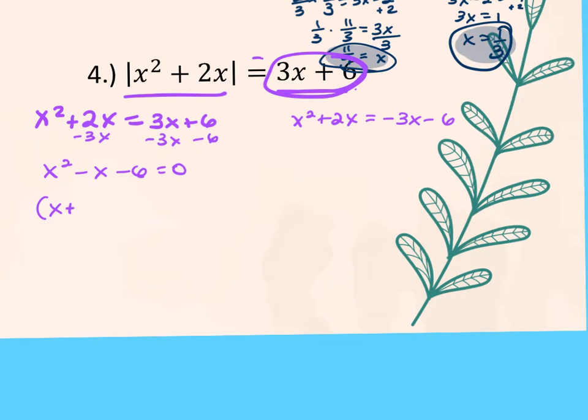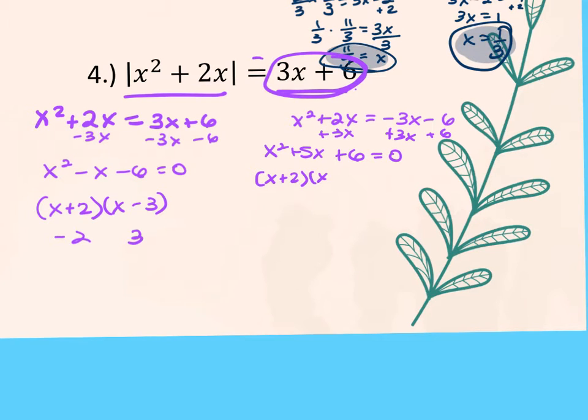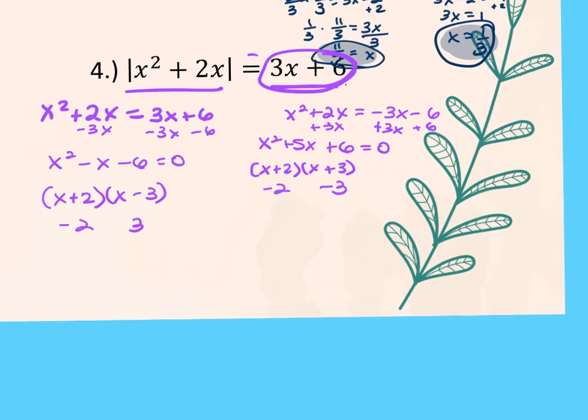X plus 2 and x minus 3, and I get negative 2 and positive 3. Move these over, add the 3x, add the 6: x squared plus 5x plus 6 equals 0. And I get x plus 2 and x plus 3. Negative 2, negative 3. Yeah. All right, so now we're going to check those answers.